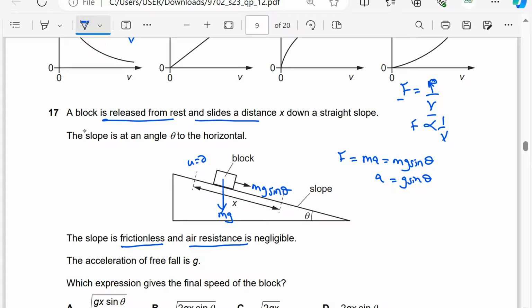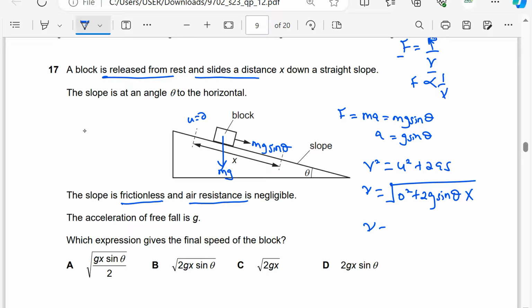Since air resistance is negligible, I'll use the equations of motion. v squared equals u squared plus 2as. We want the final velocity. v is going to be the square root of 0 squared, because it started from rest, plus 2 times the acceleration, which is g sine of theta, times s, the distance through which it moves, which is x. So v is simply the square root of 2g sine theta times x, which makes the answer 2gx sine of theta.